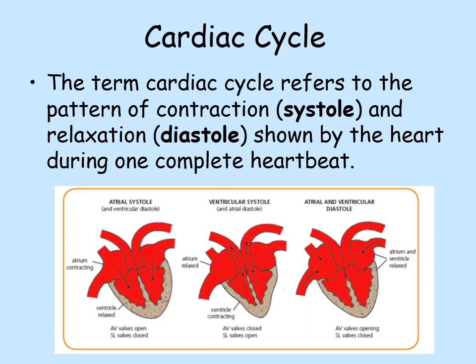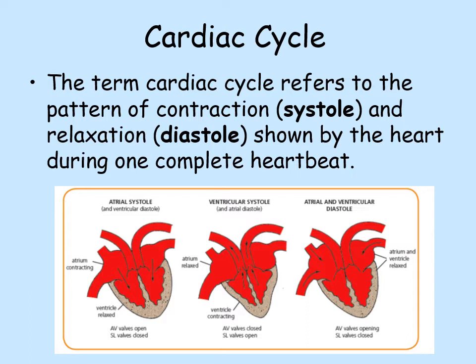When blood is moved from one chamber into another, the chamber's muscle would have to contract to squeeze that blood out. And when the chamber fills up with blood, it wouldn't contract, it would be relaxed. So when your heart beats, it goes through this cardiac cycle, and it involves chambers of the heart contracting and relaxing. In the note it says the term cardiac cycle refers to the pattern of contraction or systole and relaxation or diastole shown by the heart during one complete heartbeat.